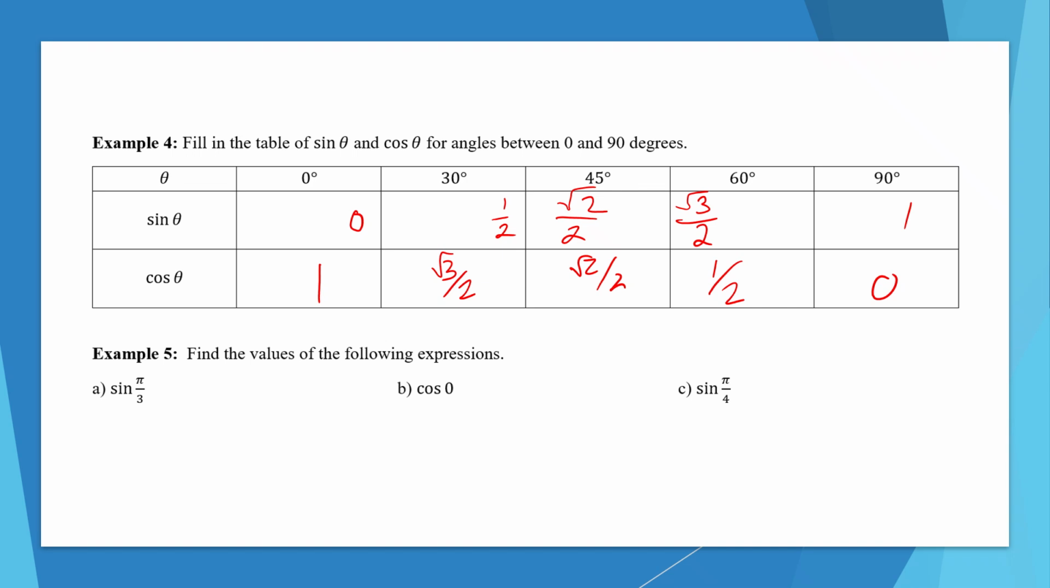And then find the values of the following expressions. Sine of pi over 3. Pi over 3 is 60 degrees, so this is just equal to root 3 over 2. Cosine of 0 is 1. And then sine of pi over 4, that's 45 degrees, and so this would be positive root 2 over 2. So that would be our 3 answers for example number 5.